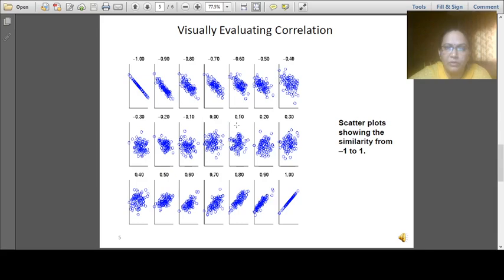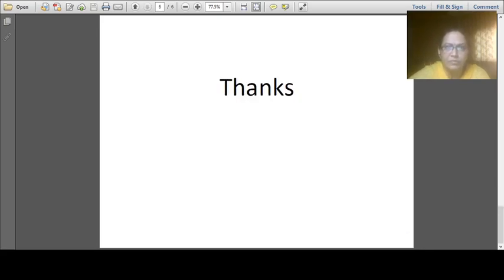As we are moving towards the positive side, it means there is a positive correlation. As we are moving towards the negative side, towards -1, there is a negative correlation, meaning if the x value is increased, then the y value is decreasing. So these are the scatter plots showing the Pearson coefficient value between -1 and 1. I think it is more clear with the help of these scatter plots. So this was about the correlation coefficient.